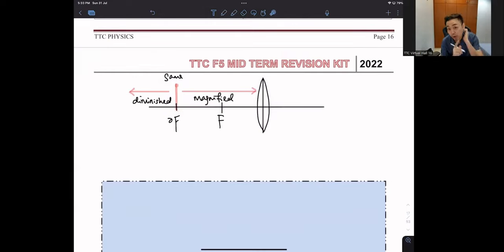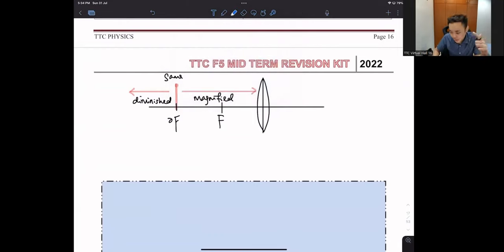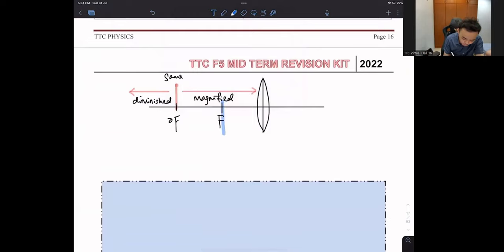This only works for converging, as in a convex lens or concave mirror. Diverging is only one type: concave lens and convex mirror. Both of them only produce one type of image, which is diminished, virtual, upright. Now, the F is for you to determine whether your image is real or virtual. Anything on the focal point or less than the focal point will produce a virtual image. Anything more than the focal point will be real.